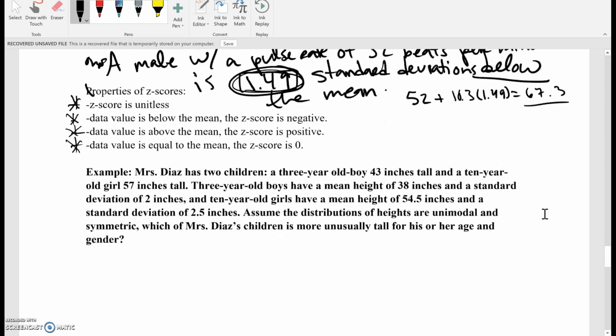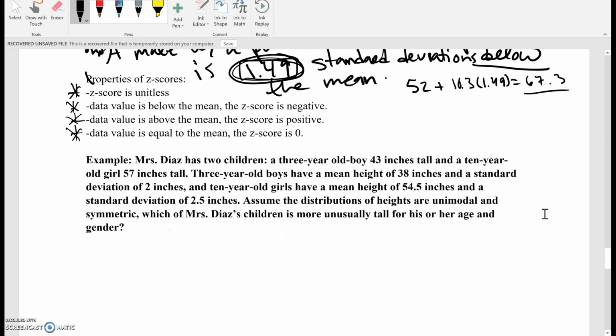Now, this is the last question. I want you to go ahead and do this on your own. We will go over this question at the beginning of class. So try this one out and see what you can do with this problem.